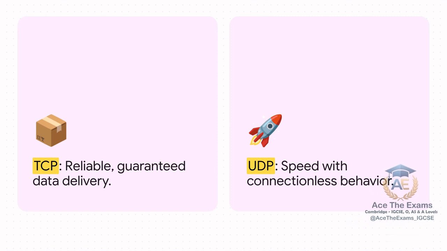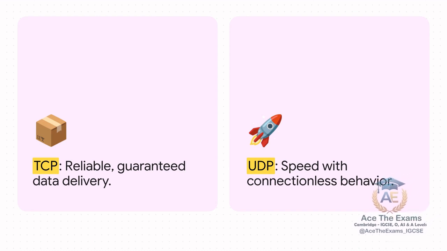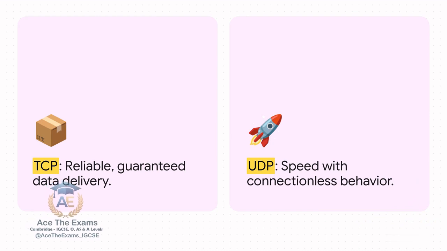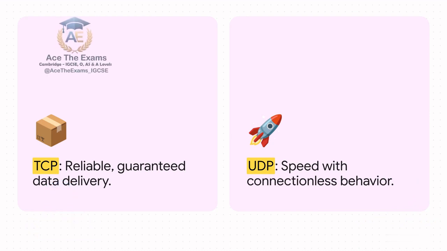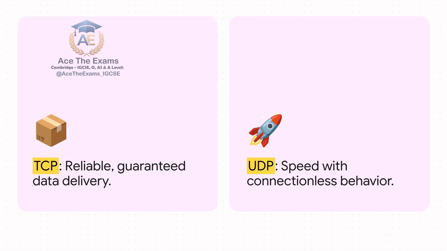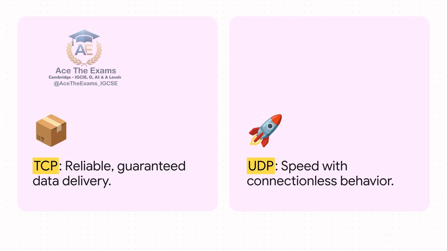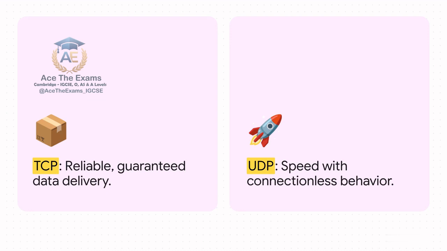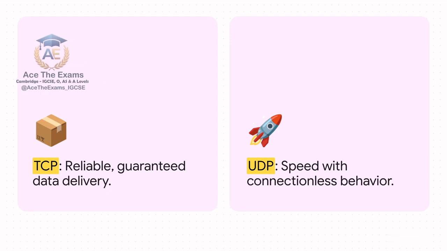You have to clearly contrast TCP with UDP. TCP, the Transmission Control Protocol, is all about reliable, guaranteed data delivery. It carefully checks that packets arrive totally intact. UDP, the User Datagram Protocol, on the other hand, just throws caution to the wind. It focuses purely on speed with connectionless behavior, which is perfect for something like live video streaming, where a dropped frame doesn't really matter. But fair warning, confusing TCP's reliability with UDP's connectionless nature is a classic mark-losing trap that examiners look for every single year.